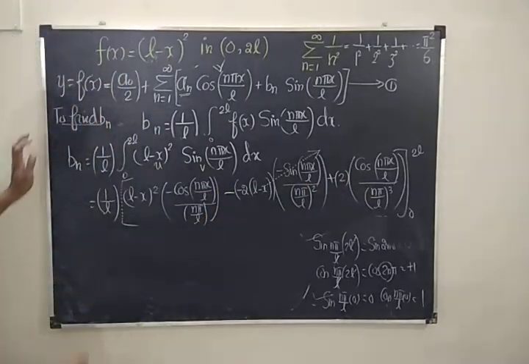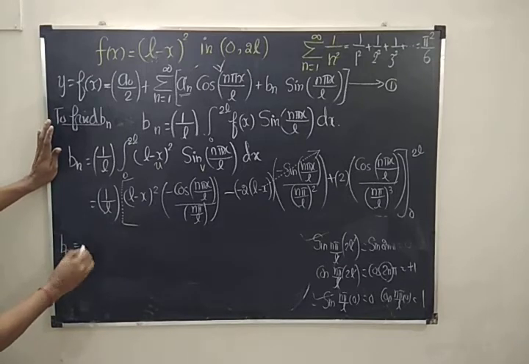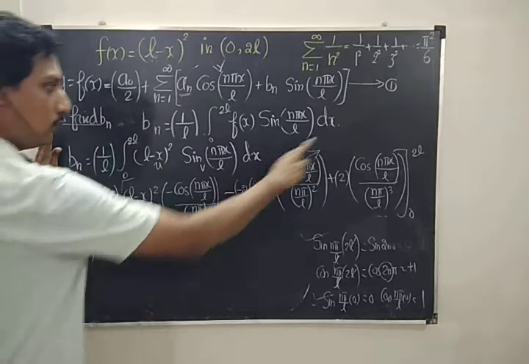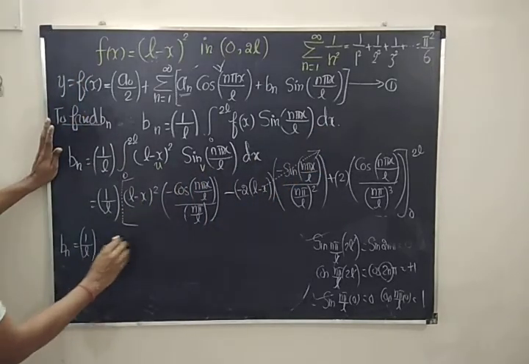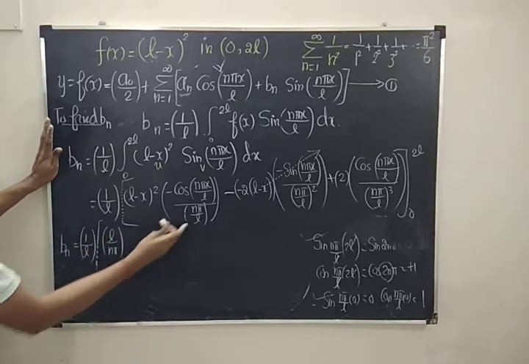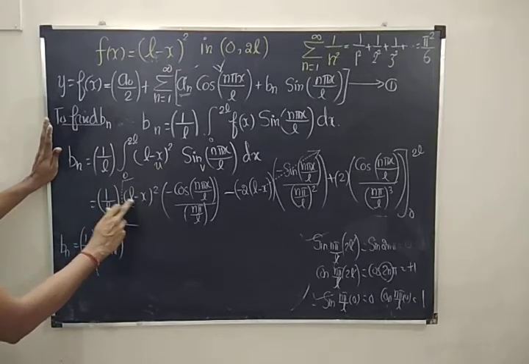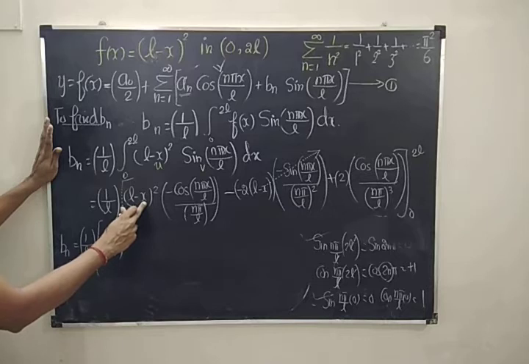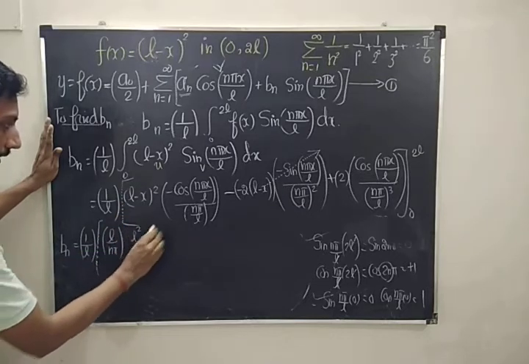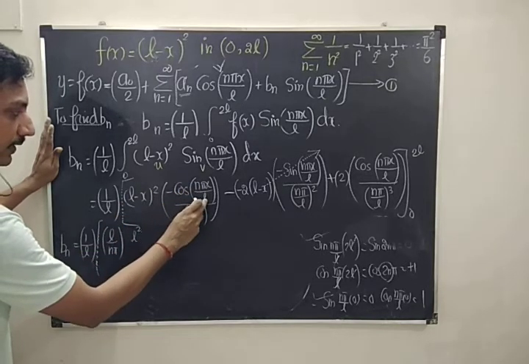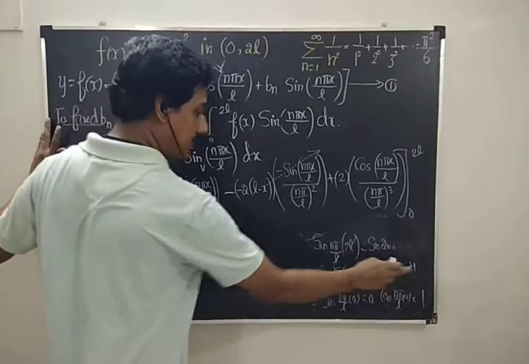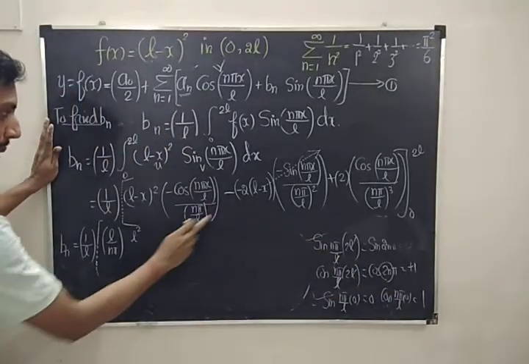So let us go for the Bn value. Bn is equal to 1 by L. By putting x is equal to 2L, first of all, L by n pi is the constant. Let us take the reciprocal, so L by n pi. By putting x is equal to 2L, L minus 2L is minus L, whole squared is plus L squared. Cos n pi x by L, by putting x equal to 2L, cos 2n pi is plus 1. So leave it. This is already 0.